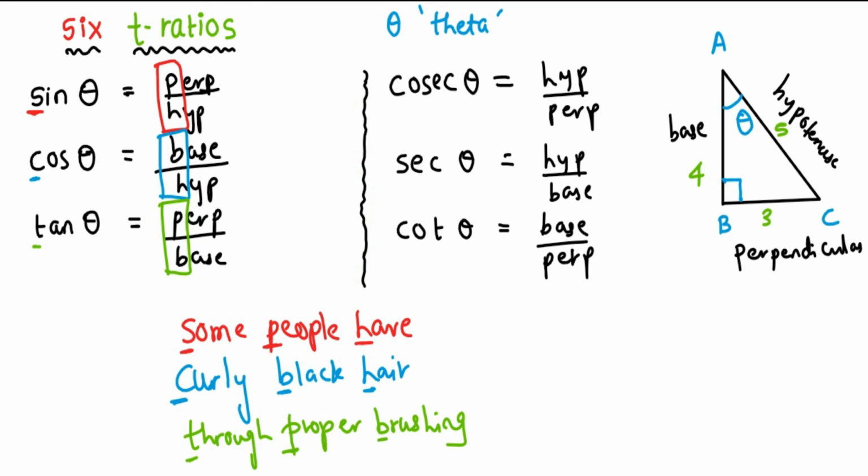Otherwise, all other application will remain the same. So the perpendicular side of angle theta we have to take. With respect to angle theta, the perpendicular side is BC upon hypotenuse AC. So it will be 3 upon 5 in this case. I hope that is clear. In a similar manner, we can apply it for all other ratios.